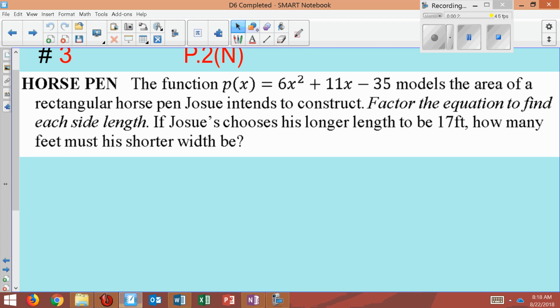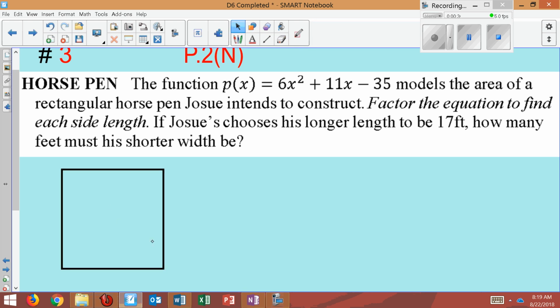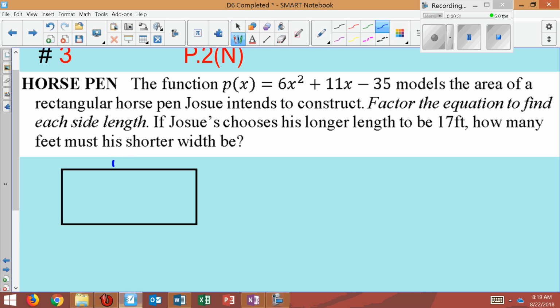So to give you an idea, let me draw a picture of what we're dealing with. We have here a rectangular horse pen. Okay, so right now I've got a square. Let me change it this way. And we know the longer length is going to be 17. Now this equation models the area. All right? So we have to figure out how we get these two side lengths.